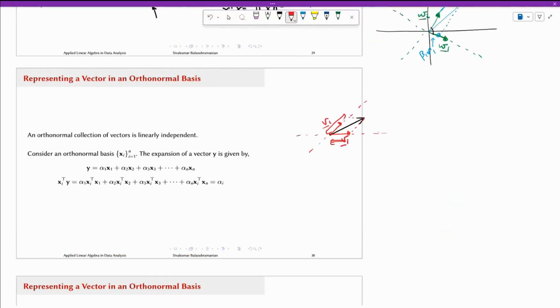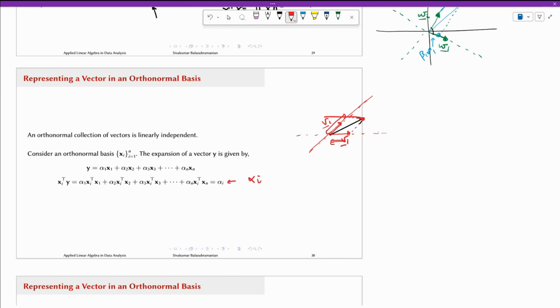The corresponding algebraic operation here is complicated, right? Because you need to find the equation for this line and then draw a line that is parallel to V1 but offset by a certain amount. So the algebra turns out to be complicated. But if you have an orthonormal basis, turns out the way you would calculate your alpha i's is very simple.